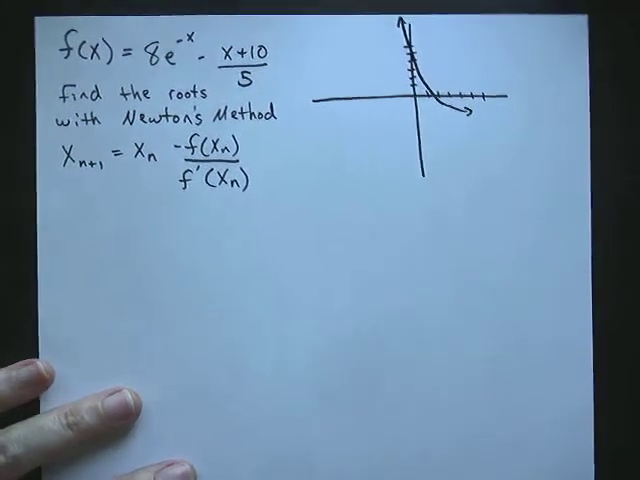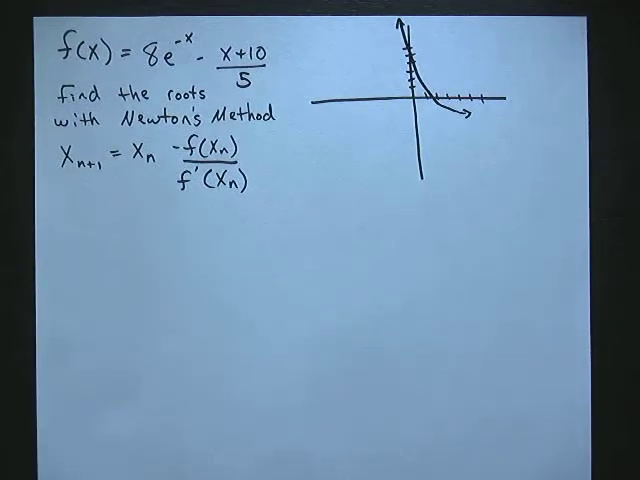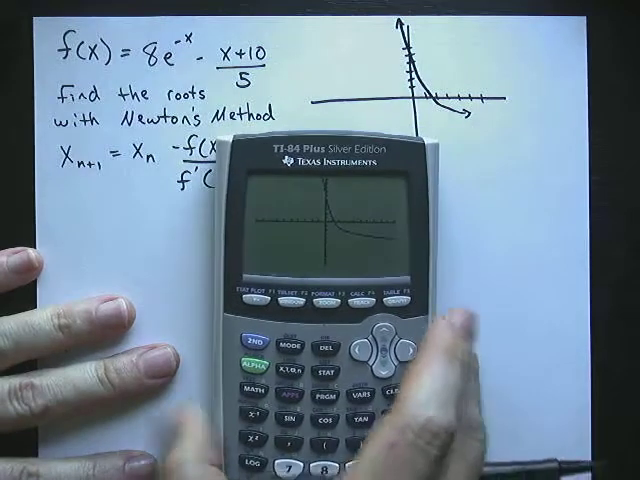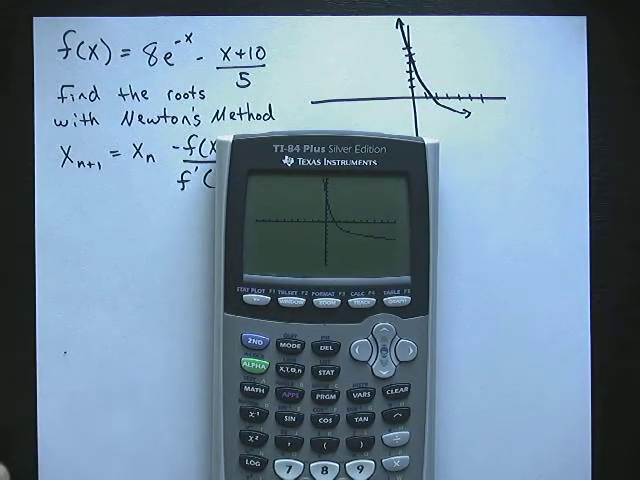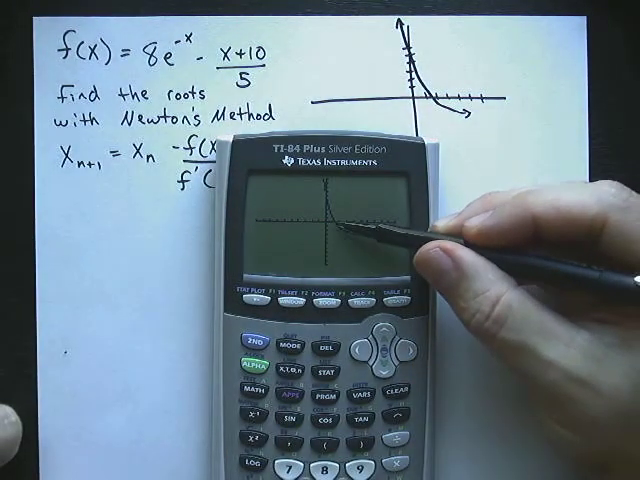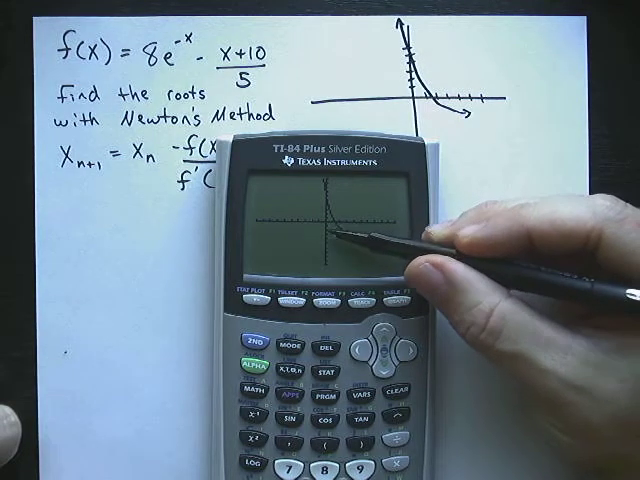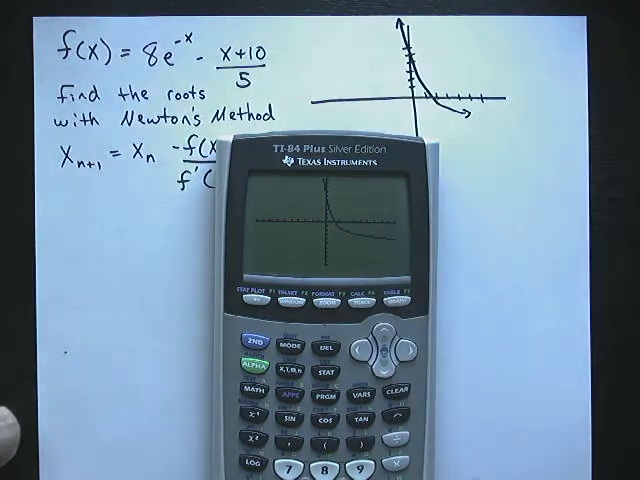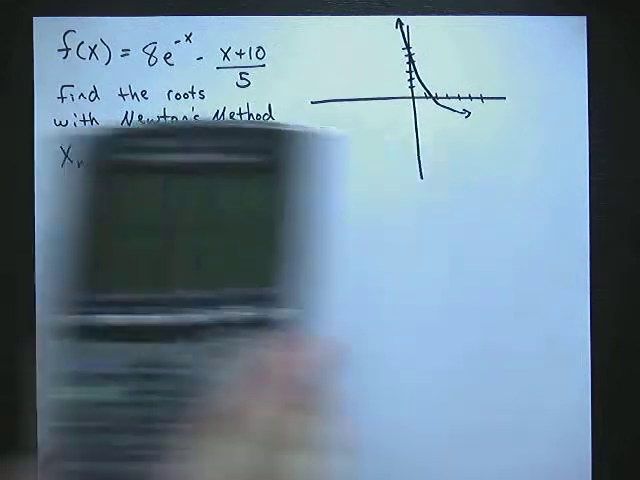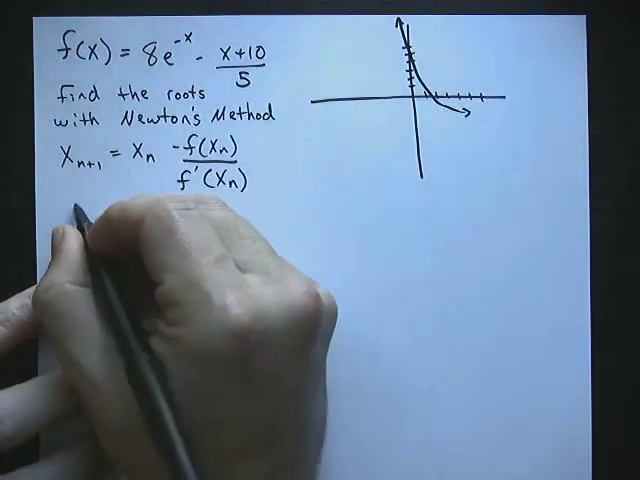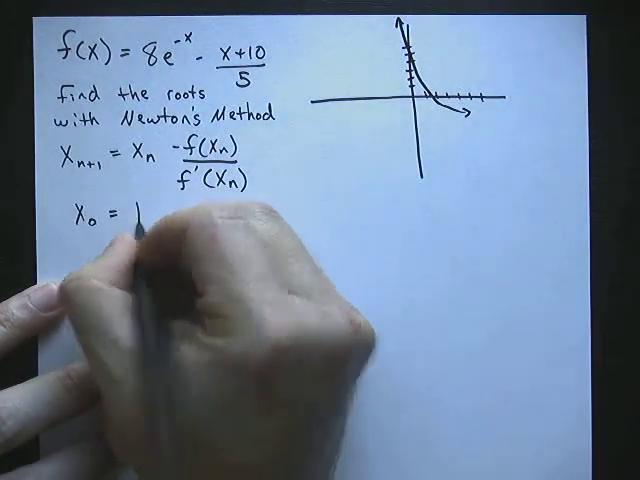Okay, and I've also graphed this in the calculator to get an idea of what I was working with here. Here's the graph. So you can see that the only root happens around x equals 1, somewhere in that area. So that's where we're going to start. We're going to say that x sub 0 is equal to 1.